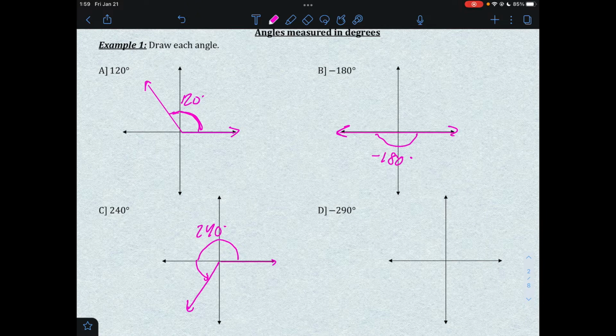And then negative 290, so draw your initial ray in. Remember, each quadrant is 90, so going this way, negative 90, negative 180, negative 270, and then 20 more. So that would be about negative 290 right there.